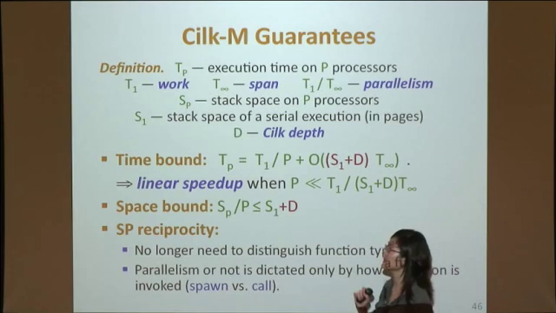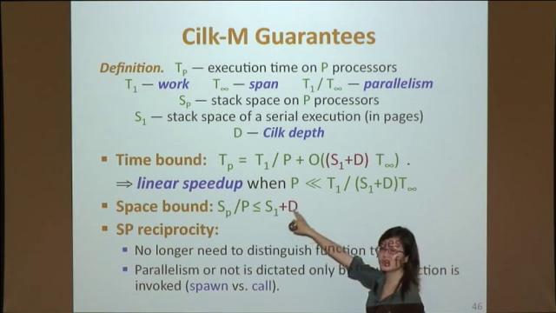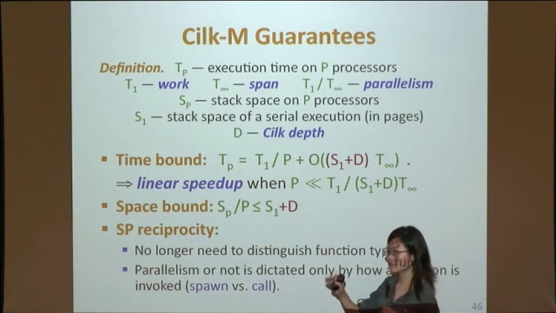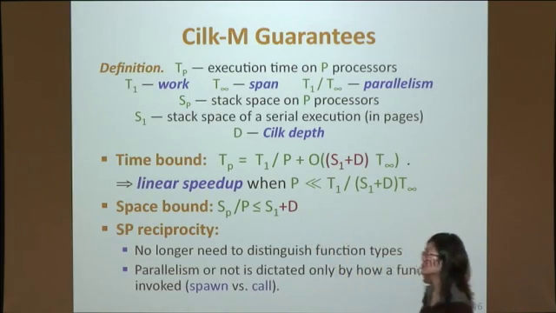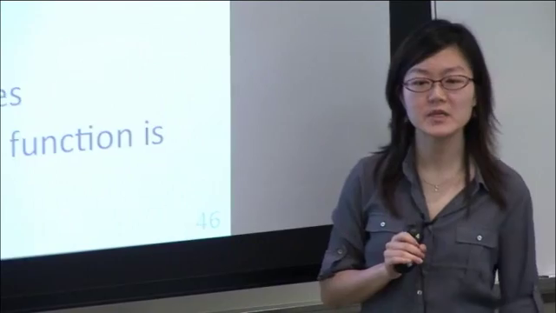On the other hand, for the space bound, we have an additional plus d term. And one thing I forgot to mention: here we are always measuring the stack space in terms of number of pages. But by giving up just a little on the time bound and space bound, what you get back is serial parallel reciprocity, which means that the compiler no longer needs to distinguish function types at the call side.